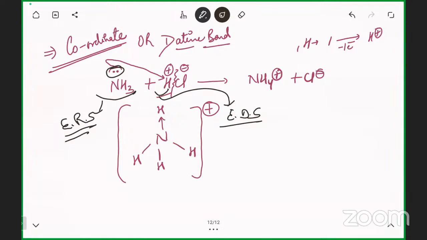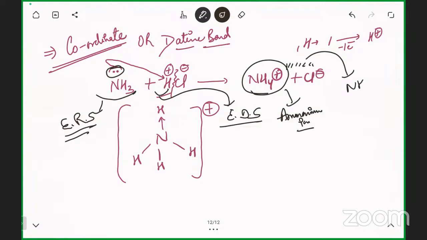So when the ammonia was sharing its electron, it formed the ammonium ion. One more thing, what exactly happened now? This positive attracts the negative and they form NH4Cl. NH4Cl is known as ammonium chloride.